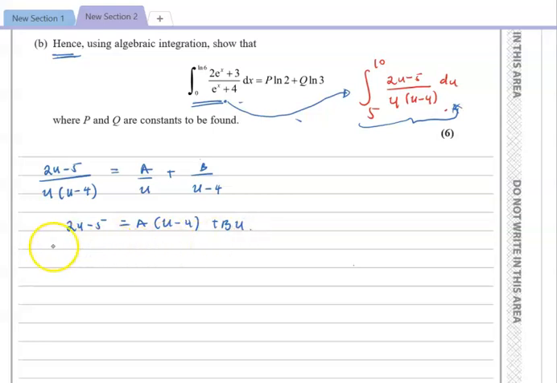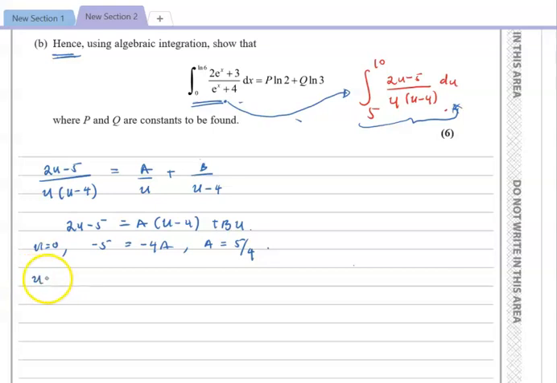Multiplied by u. So what I'm going to do over here, I always do the substitution. Substituting u equal to 0. If u is equal to 0, you see that minus 5 is equal to minus 4a. Therefore, your A is equal to 5 over 4.